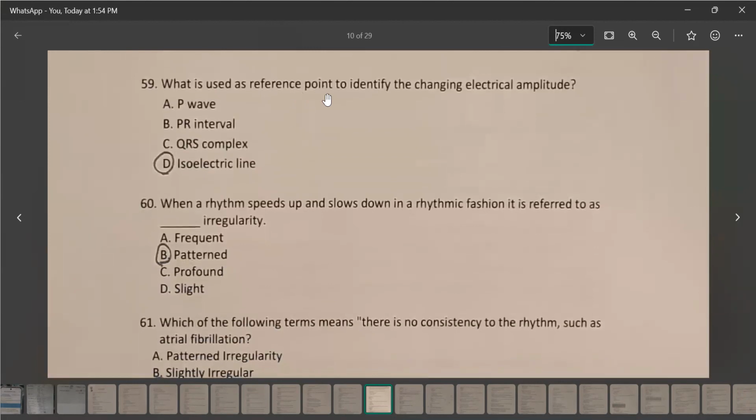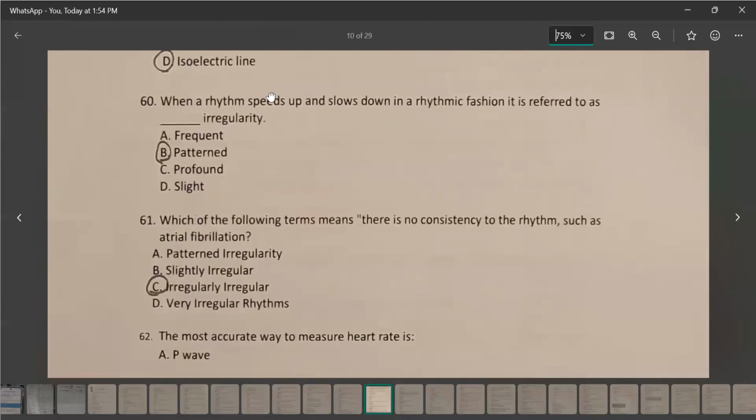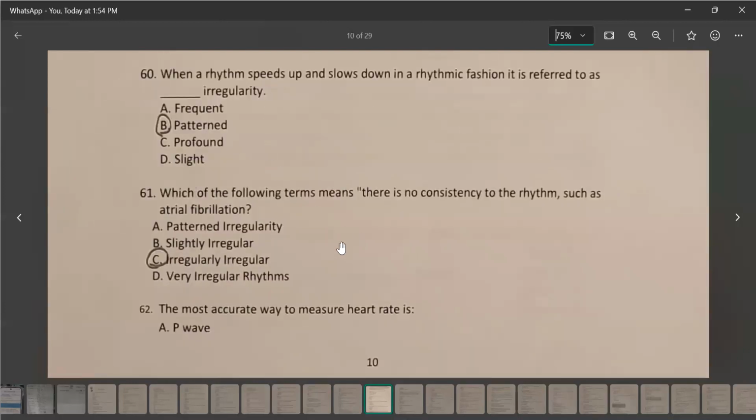What is used as reference point to identify the changing electrical amplitude? Isoelectric line. When a rhythm speeds up and slows down in a rhythmic fashion, it is referred to as patterned irregularity. Which of the following terms means there is no consistency to the rhythm, such as atrial fibrillation? Irregularly irregular.